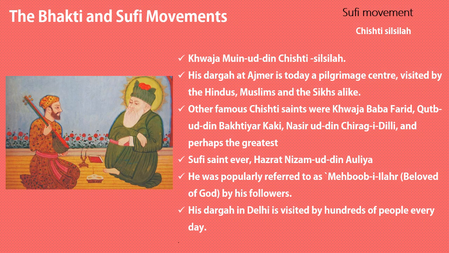Other famous Chishti saints were Khwaja Qutbuddin Bakhtiyar Kaki, Baba Farid, Nasiruddin Chirag-e-Dilli, and perhaps the greatest Sufi saint ever, Hazrat Nizamuddin Auliya. He was popularly referred to as Mehboob-e-Ilahi by his followers. Mehboob-e-Ilahi means beloved of God. His dargah in Delhi is visited by hundreds of people every day.